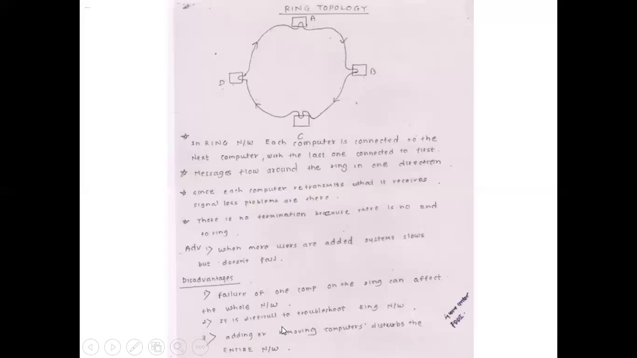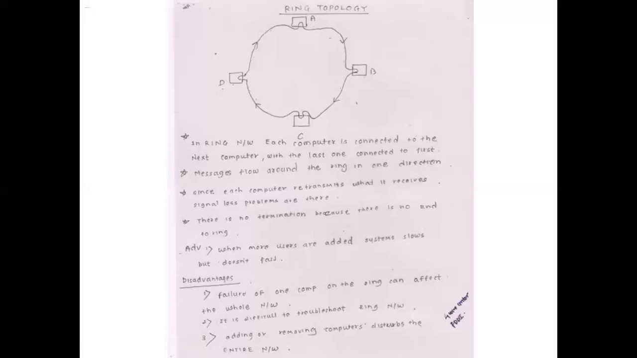Number two, it is difficult to troubleshoot a ring network. Though it looks simple, four machines connected by wire, it's not a normal bus type of wire. There is a device in between that they normally use, and from every device the wire goes inside and comes outside, goes inside and comes outside, and finally it forms a ring. Then adding or removing computers disturbs the entire network. How it disturbs the network, you will study next year in computer networks.